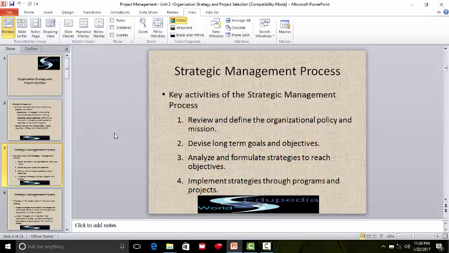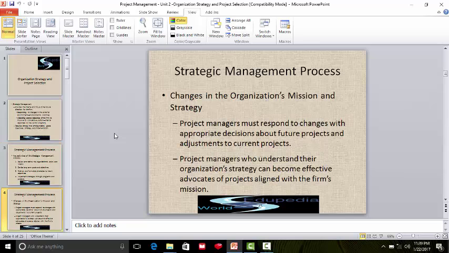So basically, look at strategies and develop strategies to ensure that objectives are being met, or what strategies you need so that you execute the objectives. Then implement strategies through programs and projects. So all these objectives and strategies are implemented through projects and programs.